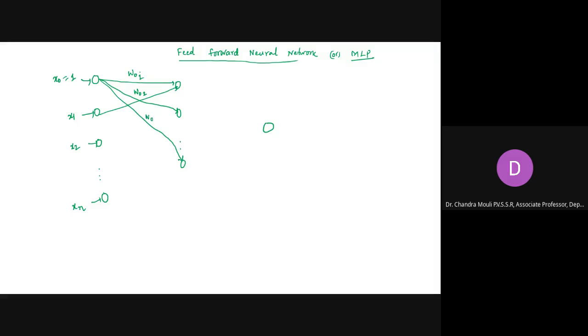So this is a W. Let us say there are M neurons here. So this becomes W11 and W12 and so on, up to W1M. And from here, once again you have the neurons like this. Since it is a binary class, you can have a single neuron. This value will be either 0 or 1 for a binary classification problem.